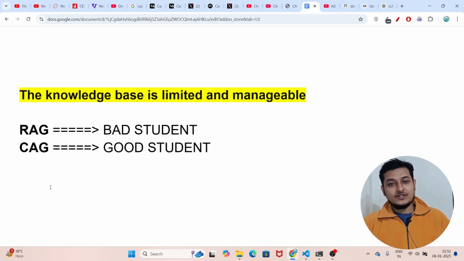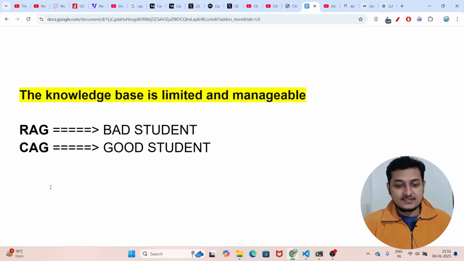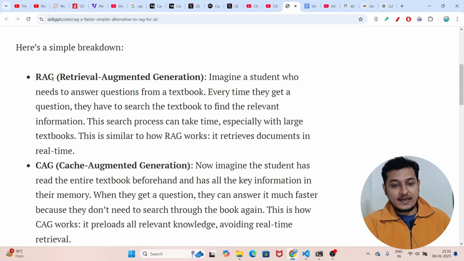Hi everyone. So there is a new concept in the market and the concept is CAG, C-A-G. We already know about RAG. RAG's full form is Retrieval Augmented Generation and the CAG full form is Cache Augmented Generation. Now what is the difference between these two?